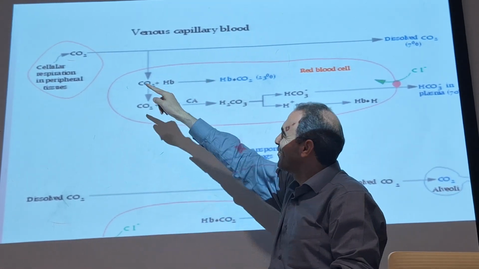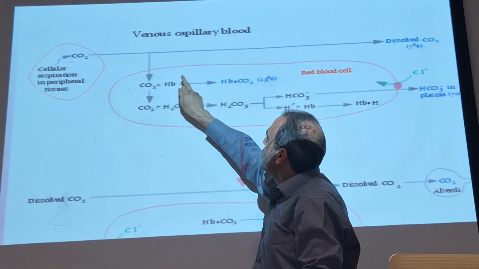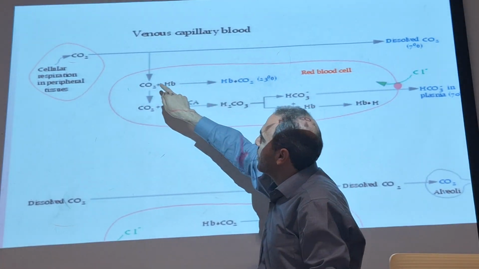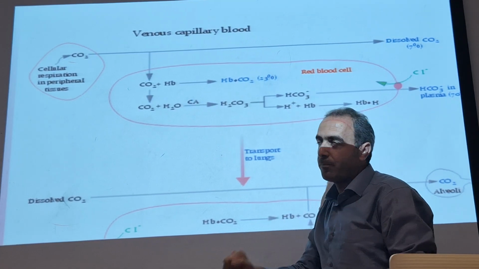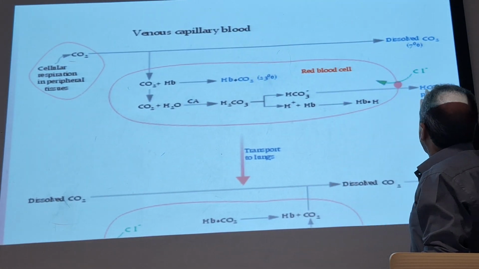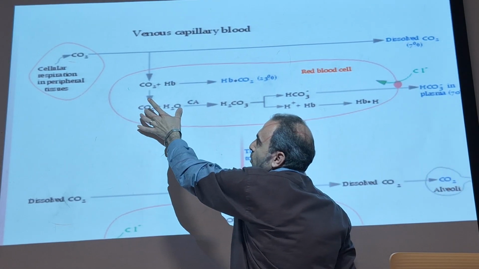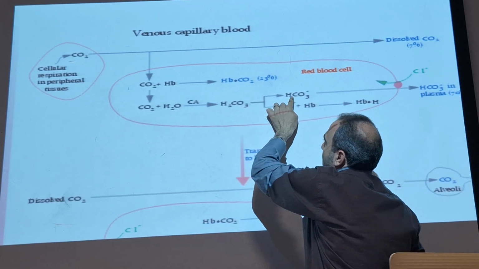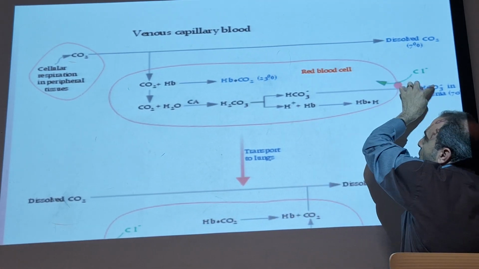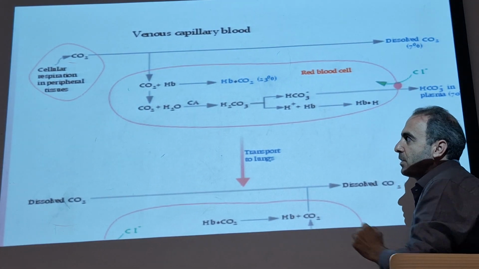Here, by my finger I can show. This CO2 is very important. Okay. 23% is just combined by hemoglobin, 7% is dissolved CO2. But 70% is combined, carbonic acid to bicarbonate, and the bicarbonate will be sent out, and hemoglobin binds to the H+ in the tissue.